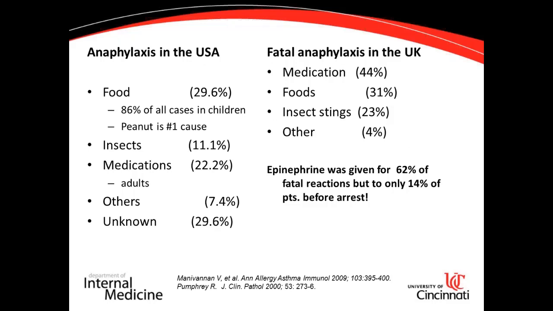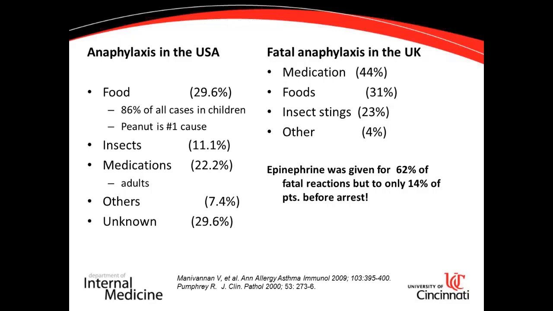In this case, it was insects, and insects are thought to cause anaphylaxis in about 11% of cases. Foods are probably the most common. In up to 30%, almost 30% of patients who present with anaphylaxis, you can identify a specific food. More common in children than adults, and peanut is the number one cause. Medications are also very common and more common in adults. A number of other causes are not as clearly defined, about 7%, but in a significant percentage of these patients who present with anaphylactic-like symptoms, we don't identify a cause.